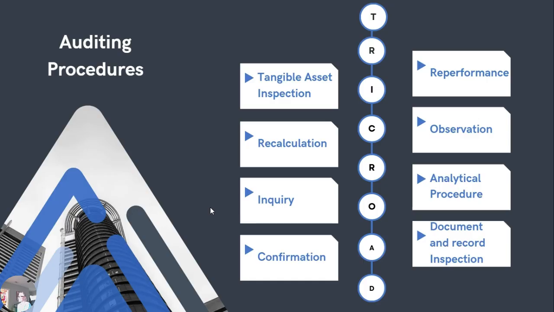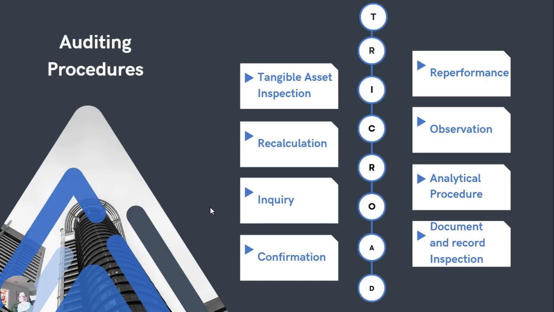The next one, the C in TRICK ROAD, is confirmation. So confirmation is asking a third party to verify information. So a lot of times we will use confirmation on accounts receivable. So our client gives us a list of all of the companies that owe them money, and we go and send a confirmation letter to those companies and verify that that amount is correct.